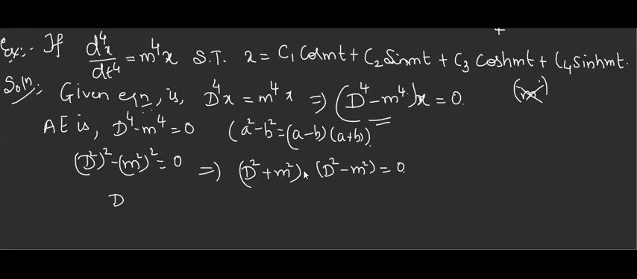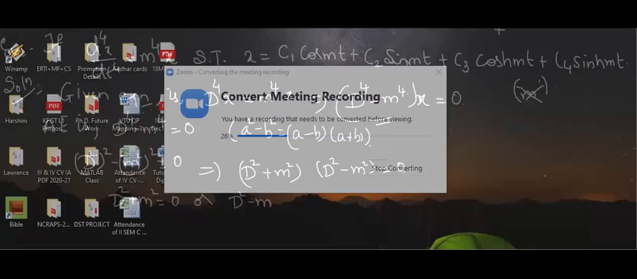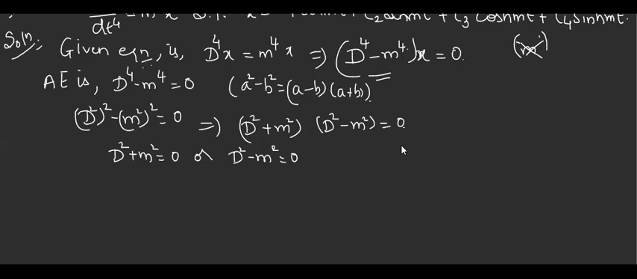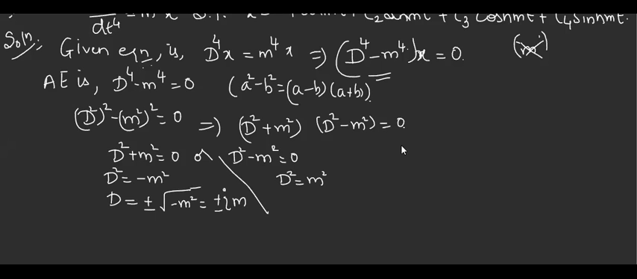Now maybe d square plus m square is 0, or what do you have? The second bracket is 0. So d square is equal to minus m square. So what will be d then? Plus or minus root of minus m square. Simplify. D is plus mi or minus mi. And root of minus 1 is written as i. Very good. Similarly, d square is equal to m square.